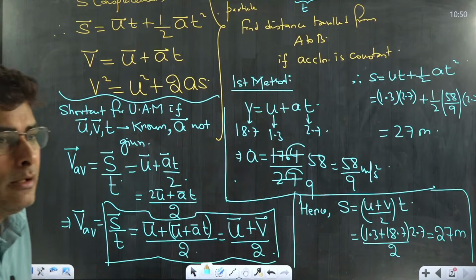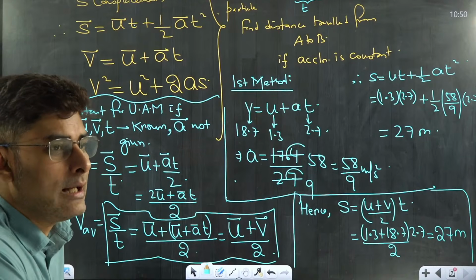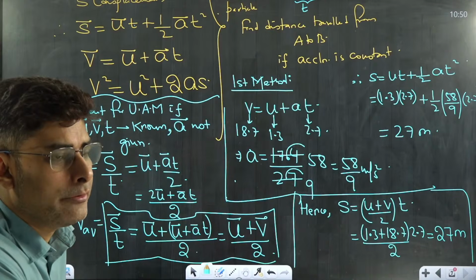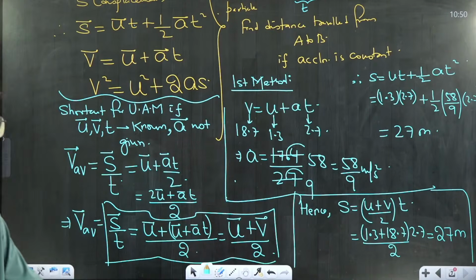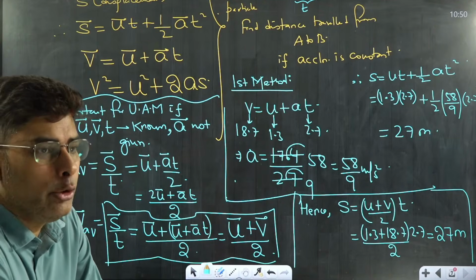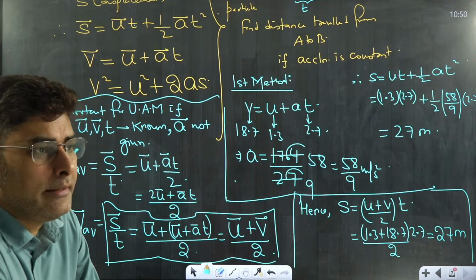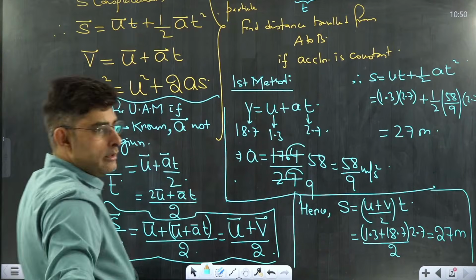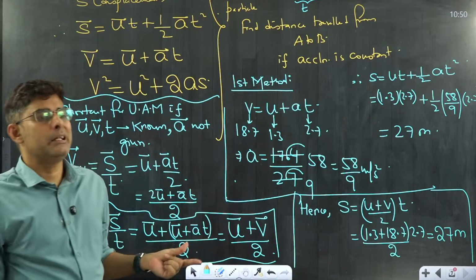Sir, if a is given, why shouldn't we go for that? Arey, where is a given, Divyashri? Where did you see a? Let me know, I am also waiting for it. If a is given, we can use it. But if a is not given, you can save your time, no? You can save your time by this method. So this is a quick method.